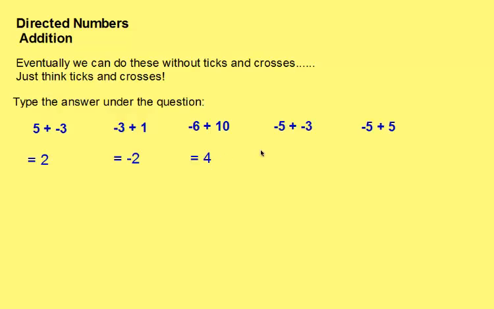So let's not talk about crosses and ticks anymore. Negative 5 and negative 3 altogether is 8 negatives, isn't it? Negative 8. Negative 5 plus 5 is 0. Correct. Do we get the idea? Yes. Good.